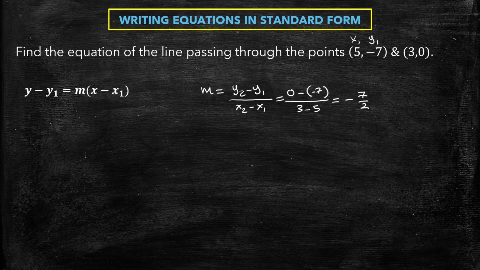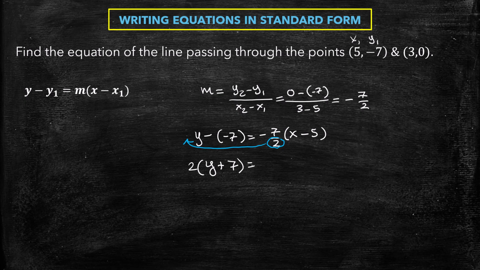So we have y minus y1, so y minus negative 7 equals negative 7/2 times x minus 5. And that becomes y plus 7. And now what I'm going to do is this denominator over here, I'm going to multiply up to the other side. So I'll get 2 times y plus 7 equals negative 7x plus 35. So that's 2y plus 14 equals negative 7x plus 35.